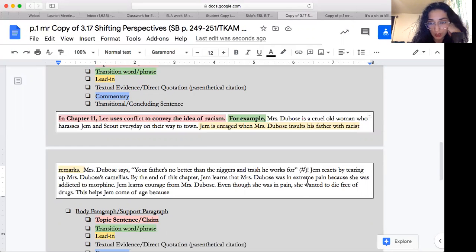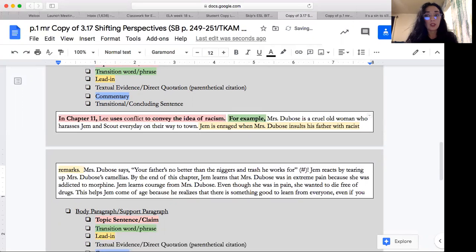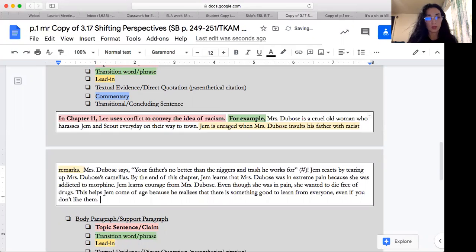By the end of this chapter, Jem learns that Mrs. DeBow was in extreme pain because she was addicted to morphine. Jem learns courage from Mrs. DeBow. Even though she was in pain, she wanted to die free of drugs. This helps Jem come of age because he realizes that there is something good to learn from everyone, even if you don't like them. So that's something that makes you more mature and makes you interact with people in a more mature way.